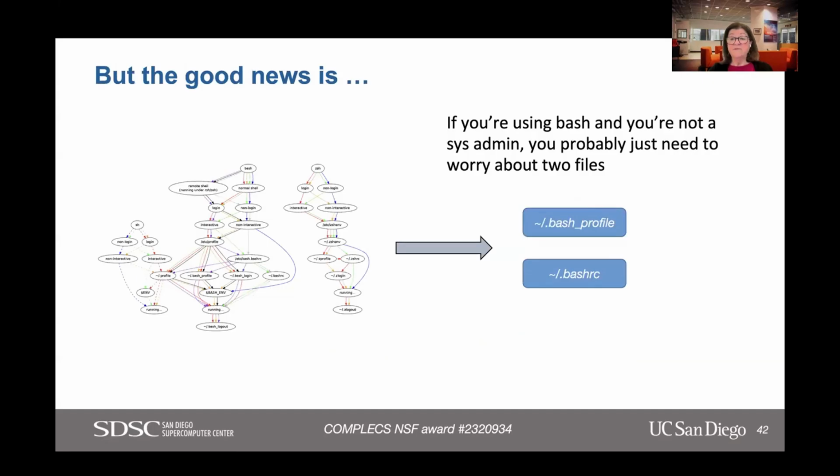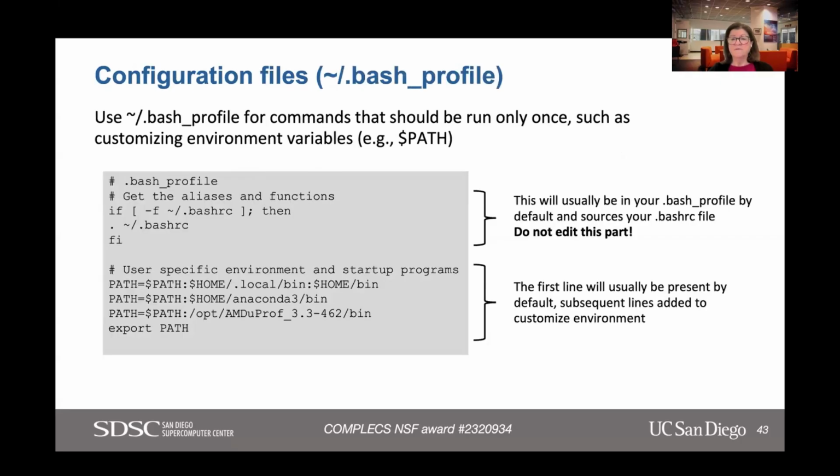The good news is if you're using bash and you're not a sysadmin, you never have to go in and worry about all those files. You just worry about these two files and make sure the environments that you're building in them are working and you're updating them appropriately, getting the right path. And on Expanse, just getting the right path can often be complicated.